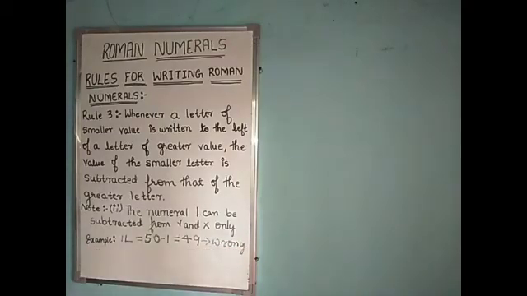Because the numeral I can be subtracted from V and X only. We cannot write 49 as IL in Roman numerals because the numeral I cannot be subtracted from L. So it is the second condition: the numeral I can be subtracted from V and X only. Then how can we write 49 in Roman numerals? Let's see.